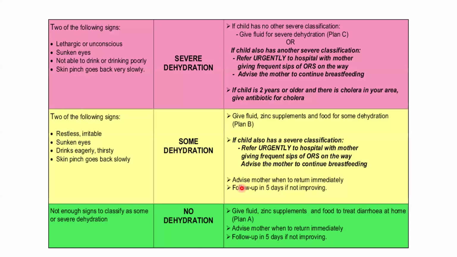If the child is restless, irritable, has sunken eyes but drinks eagerly, is thirsty, not lethargic, and the skin pinch goes back slowly, then it is some dehydration. You can manage with plan B correction. And if there are no signs of dehydration, then there is no dehydration. You can give oral fluids and zinc.